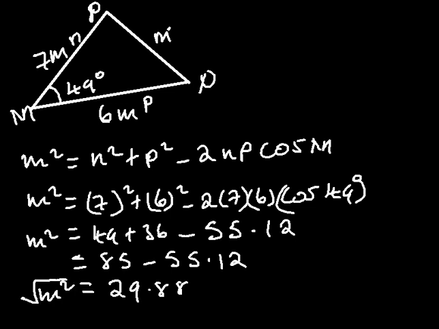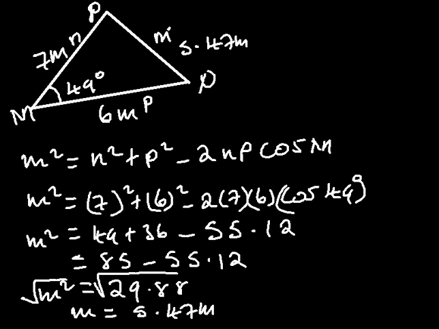Then solving for m, we take the square root of that, and we have 5.47 meters. So that is the value of the side m, given as 5.47 meters.